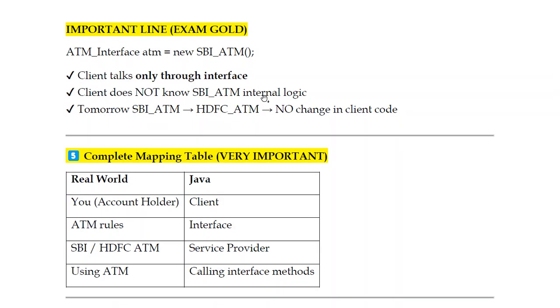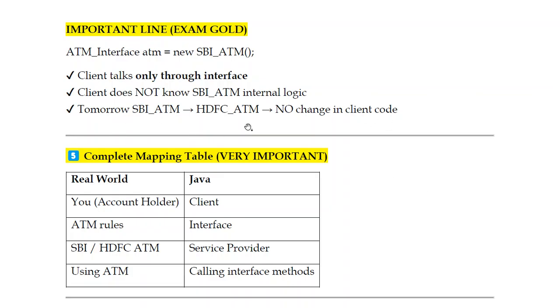Next, an important thing. We already faced a tight coupling problem before abstraction. After using abstraction, we sorted that out, and the same thing applies to interface also. The user or client is not depending only on the SBI ATM. If a new ATM is coming, no issues. The client does not know the SBI ATM technology. The client knows only the ATM interface. So the methods declared in the ATM interface should be implemented by the new ATM also. No change in the client code.